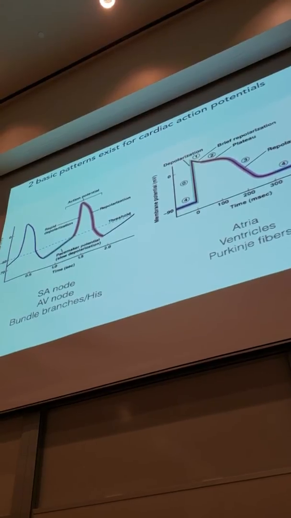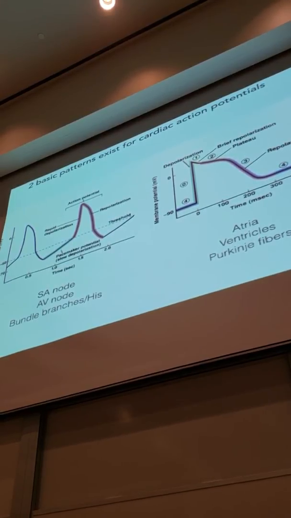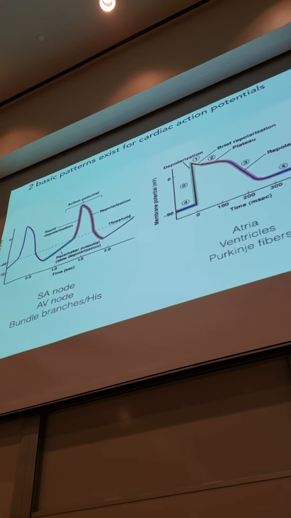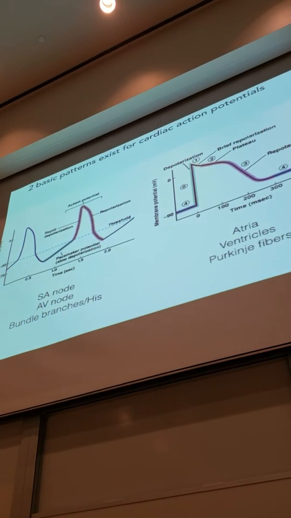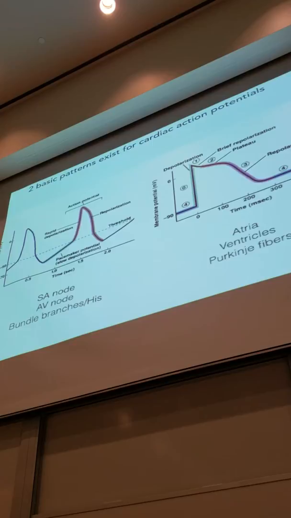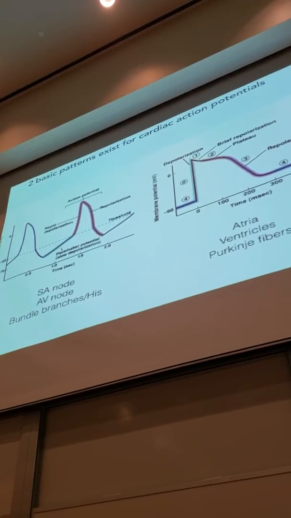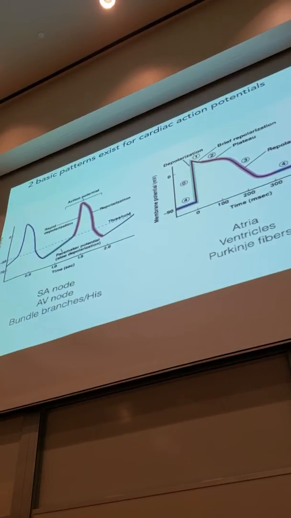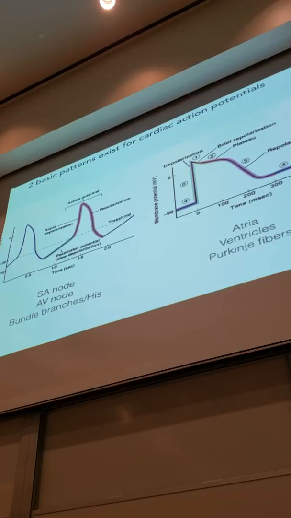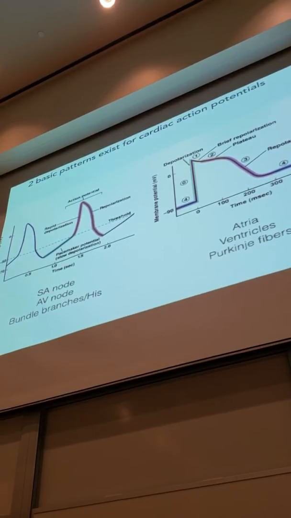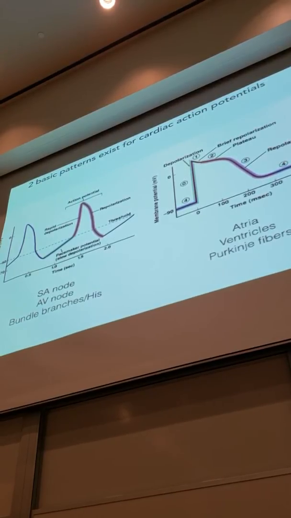So at rest, they're at minus 90. What type of leak channels do you suppose they have if they're at minus 90? Potassium, right? How do you know that? Potassium's equilibrium potential. And what other types of leak channels are there? Probably not many of anything. If we had sodium, it would be less negative. So we have a resting membrane potential. We don't have pacemaker potentials. We've got a depolarization.